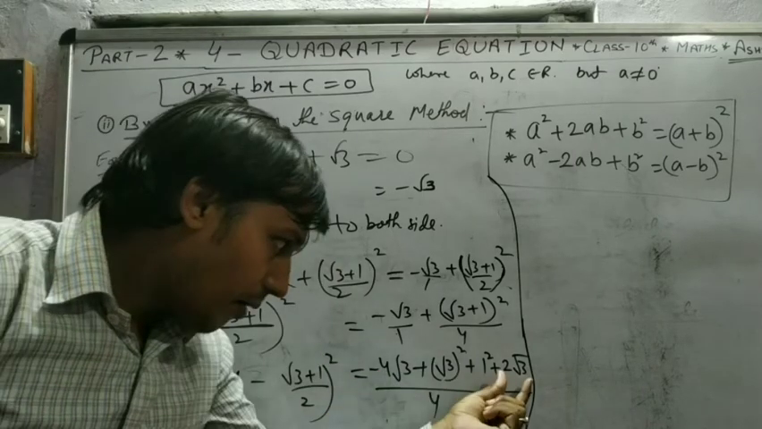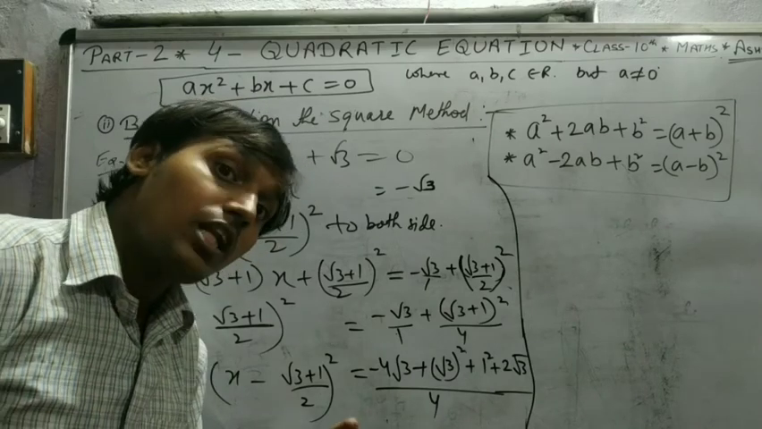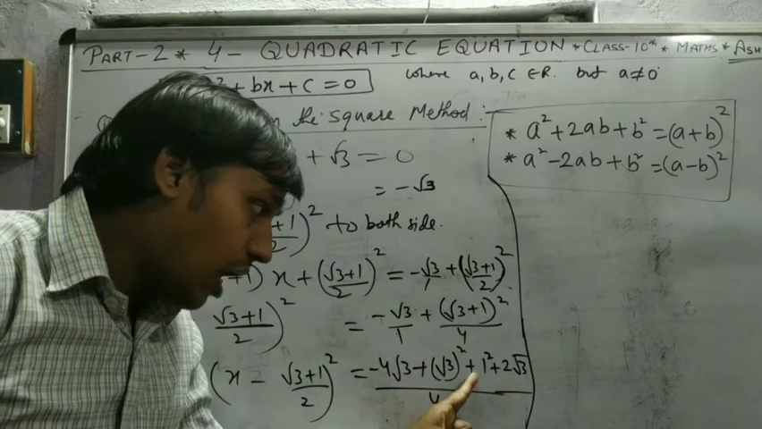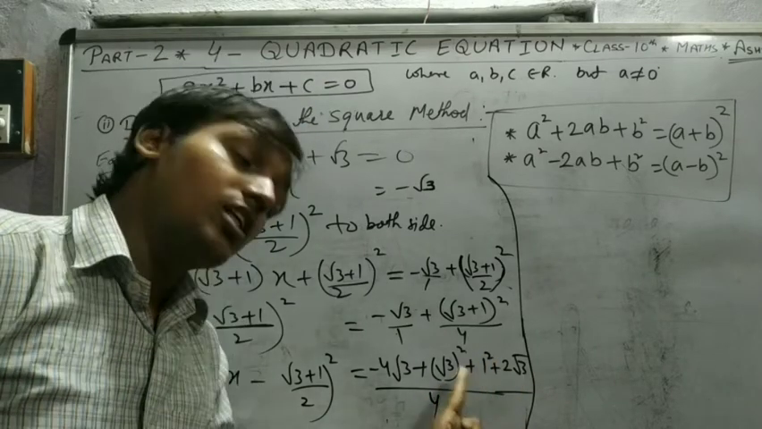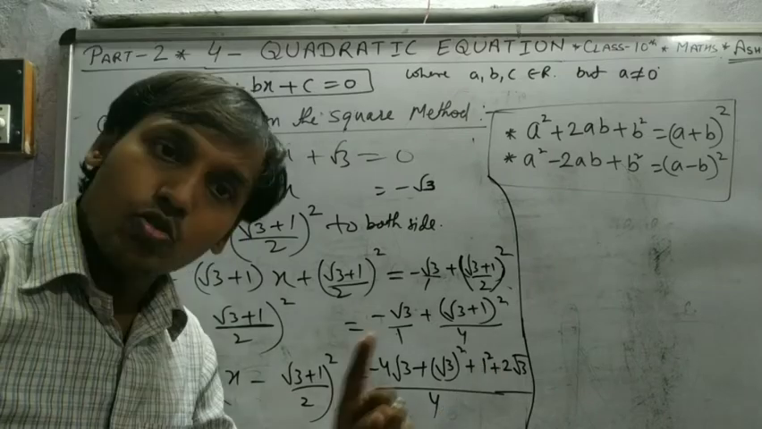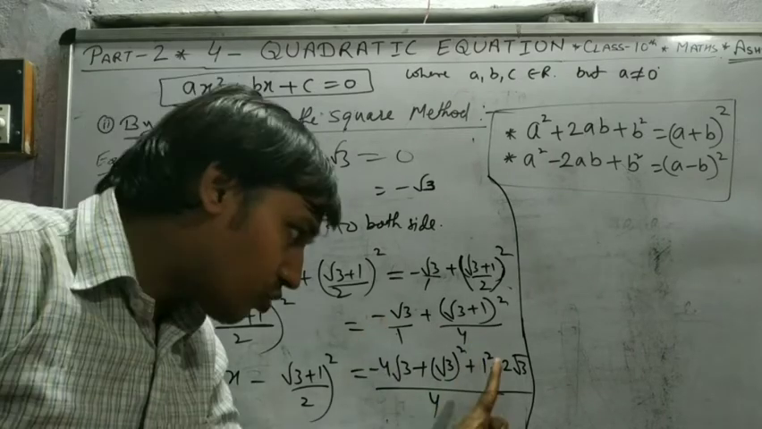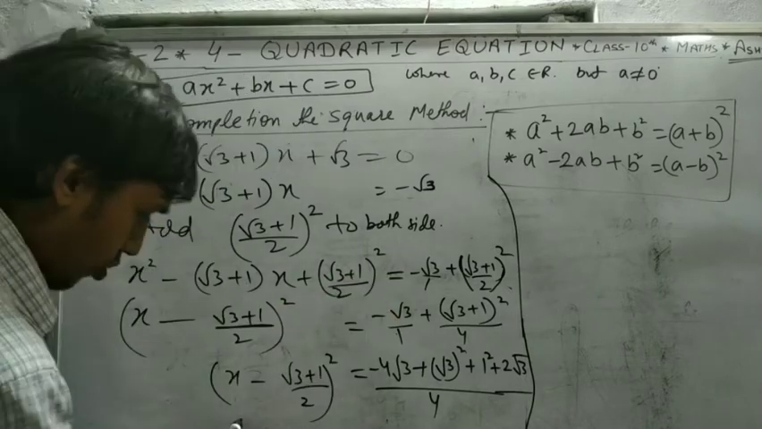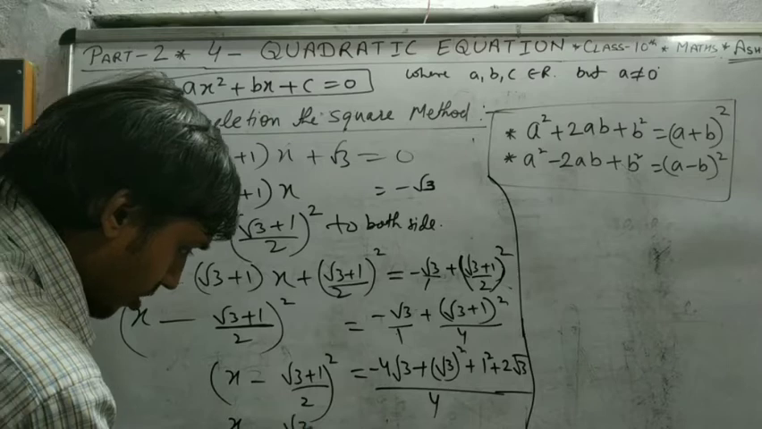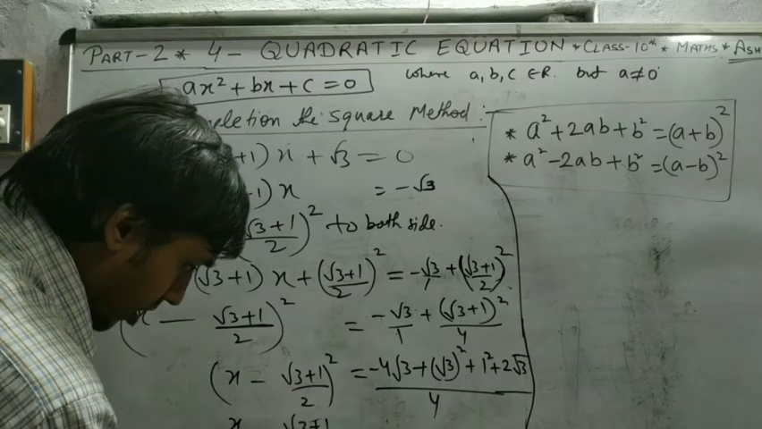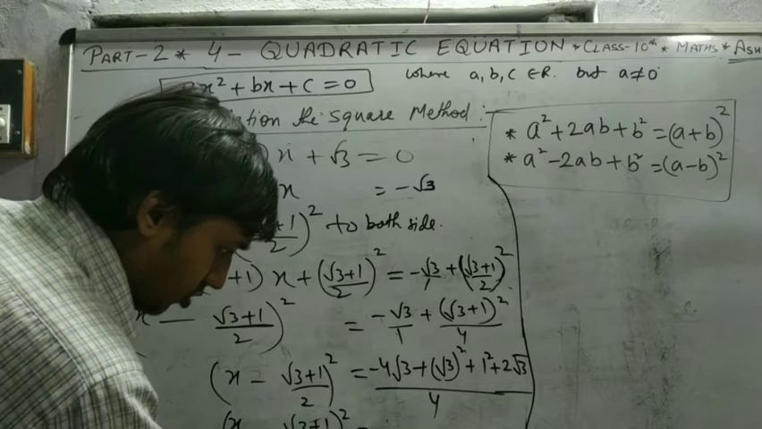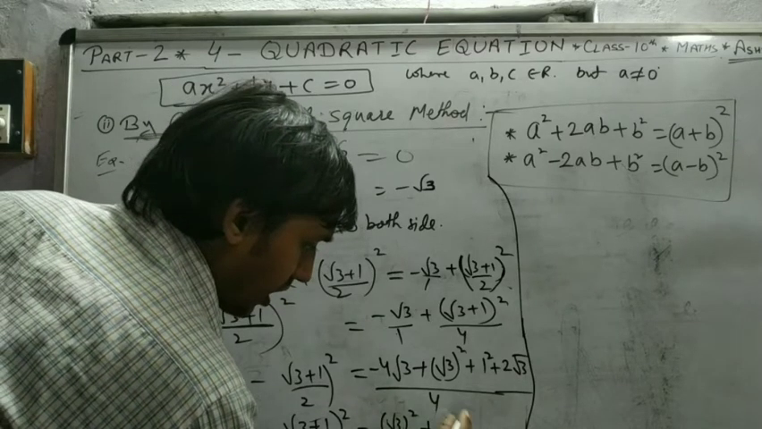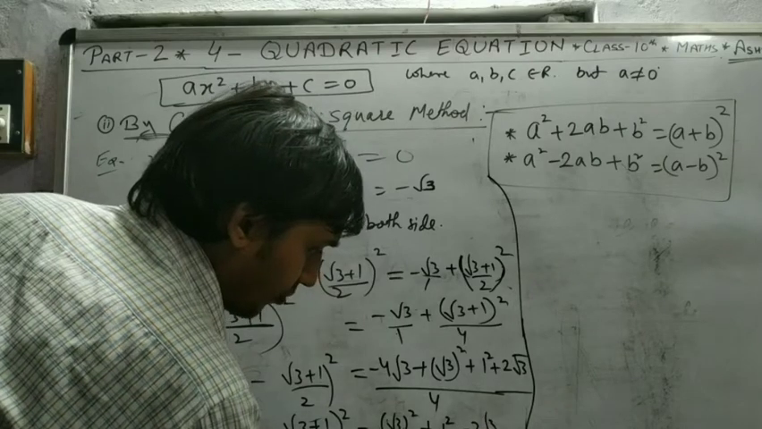So what changes? Minus 4 root 3 plus 2 root 3. What do you get? Minus 2 root 3. Minus 2 root 3 here. Root 3 square plus 1 square minus 2 root 3. It means a square plus b square minus 2ab. See? So I think we have to write one more step: x minus root 3 plus 1 upon 2 whole square is equal to root 3 square plus 1 square minus 2 root 3 upon 4.